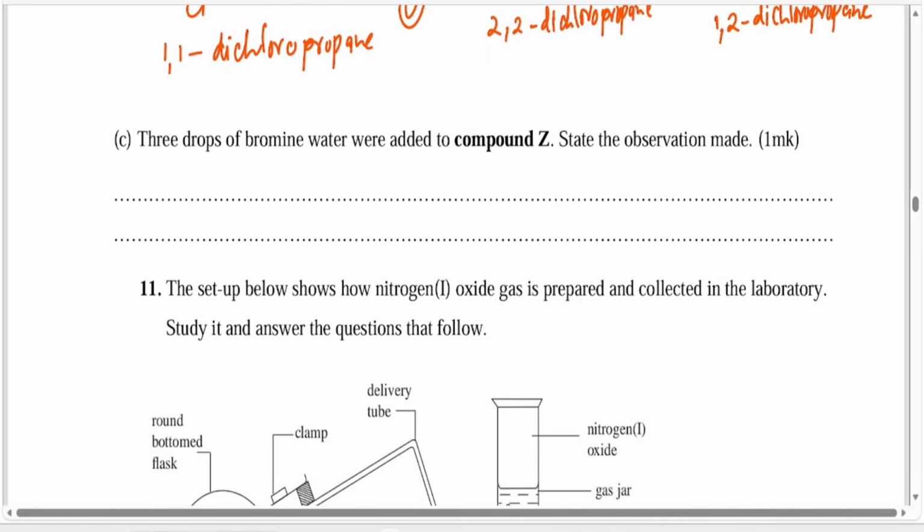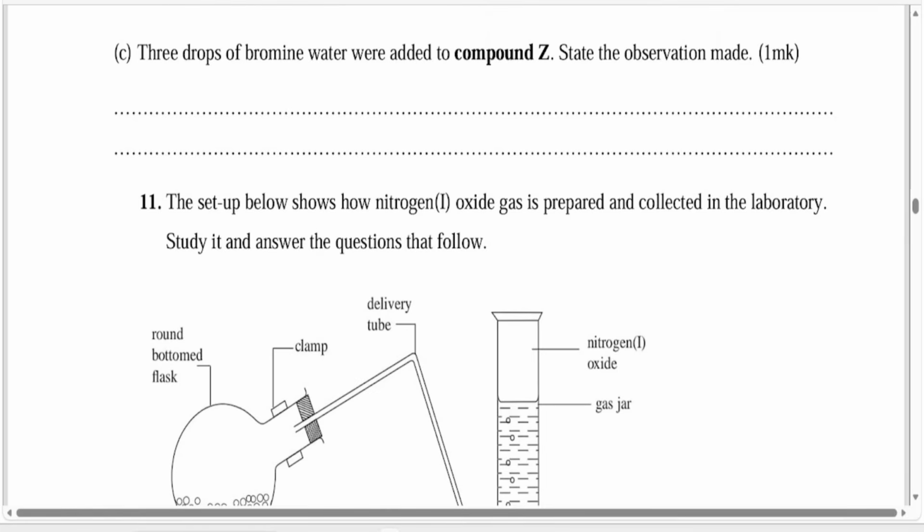Part C of the question. 3 drops of bromine water were added to compound Z. State the observations made. We know bromine water is one of the reagents that is used to determine the presence of double or triple bond in an organic compound. When bromine water is added to anything with a double or a triple bond, it always decolorizes, or it changes to colorless.